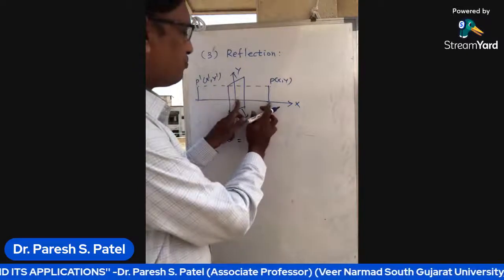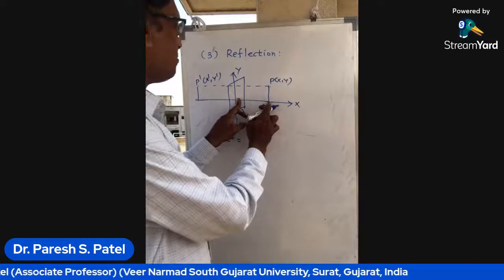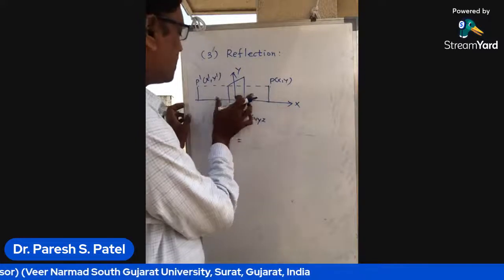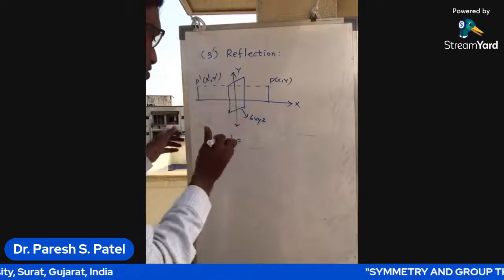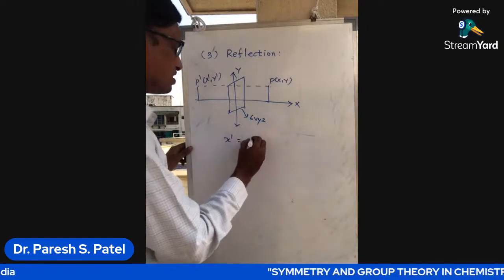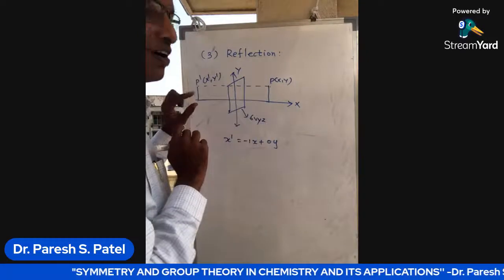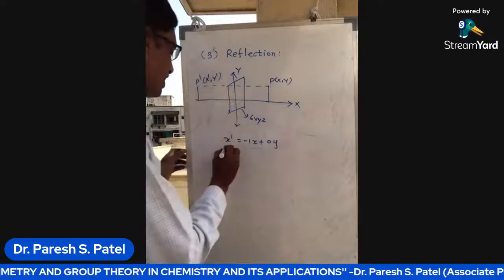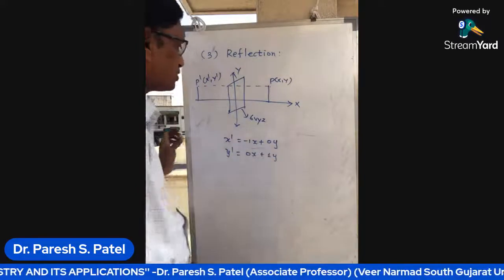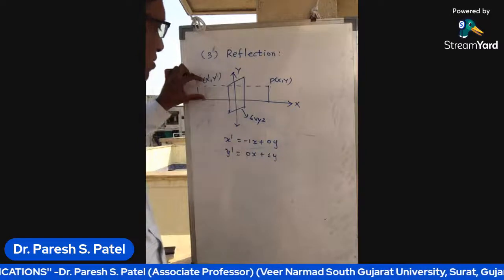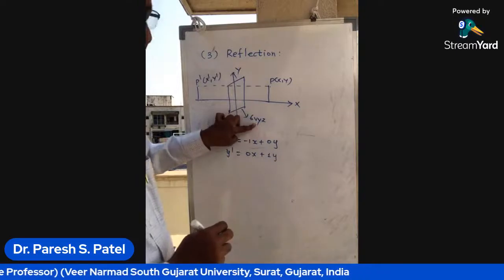So what will happen if we reflect this vector p through this yz plane? P becomes p dash. It means x becomes minus x. So we can represent this as x dash equal to minus 1 into x plus 0 into y. There is no change in the position along the y-axis. So y dash is equal to 0 into x plus 1 into y. Y remains as it is by reflection through yz.